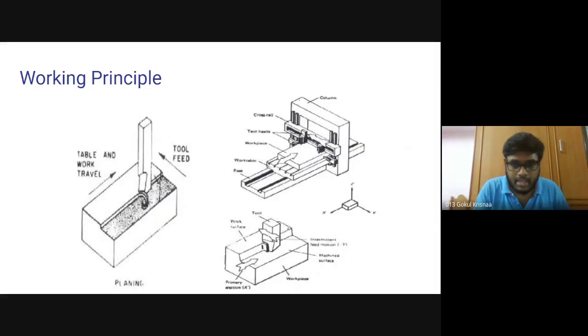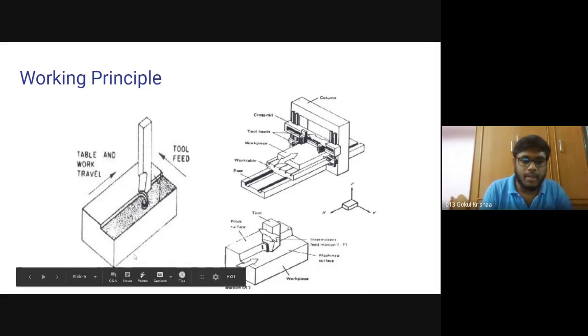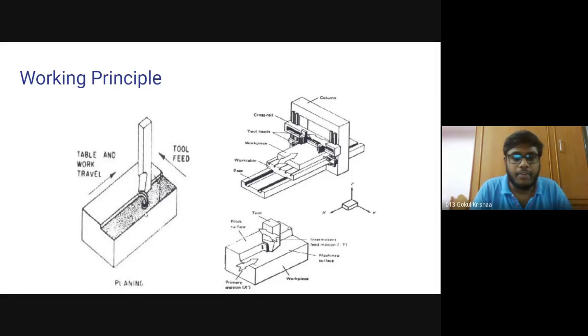And now we can see various images to understand the working principle of this planing machine. Here's the table, and the workpiece is mounted on this table. This table is driven by an electric motor with a back and forth reciprocating motion. And in this image, we can easily see the machining of the workpiece. During the forward motion, the tool actually machines the workpiece.